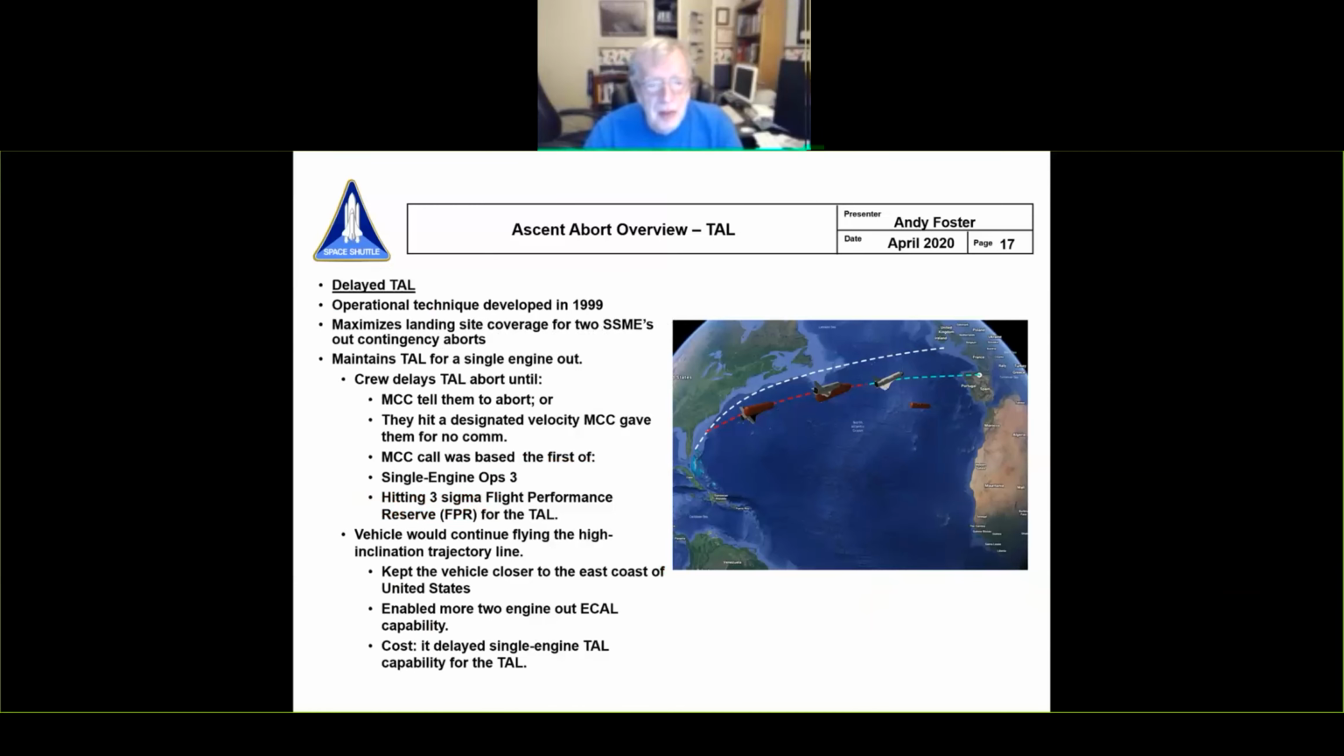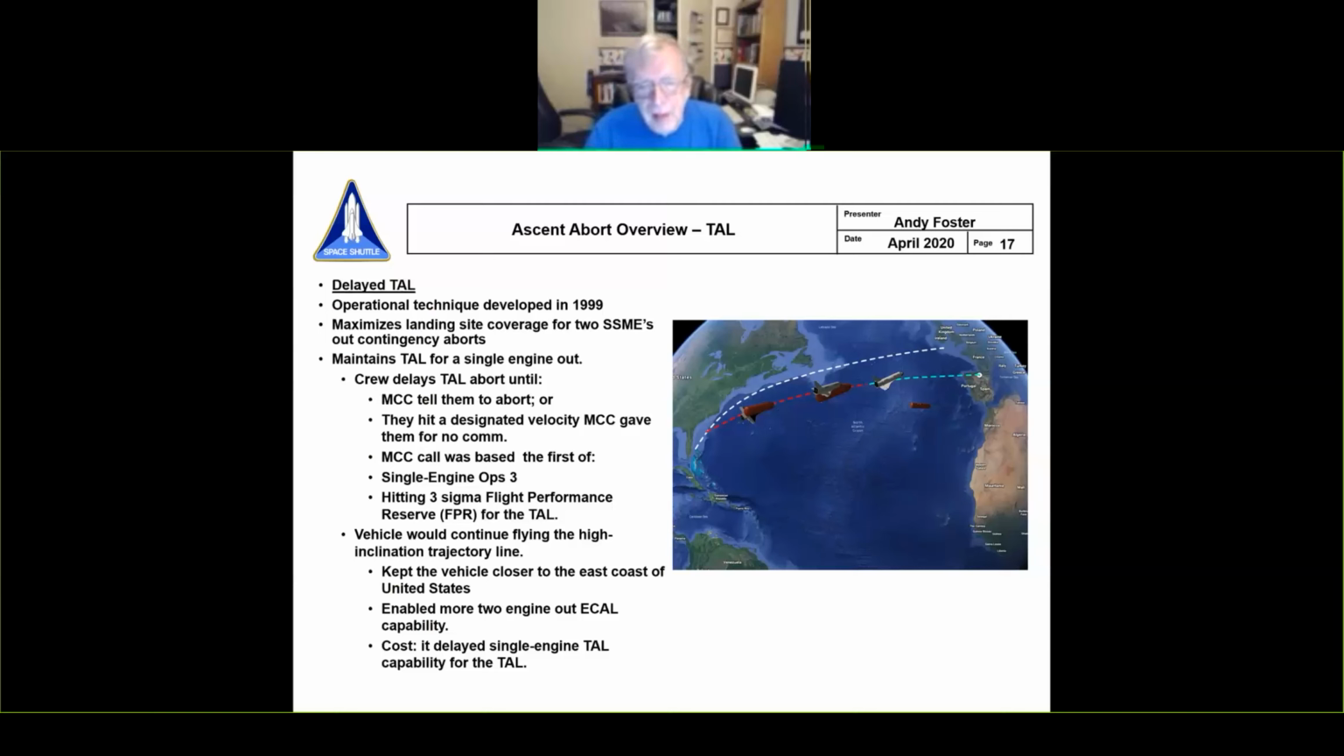I'm just going to mention this. This was an operational technique developed in 1999. I actually had a hand with this. I was working with John Young in the SCS. John always was a big proponent of maintaining 2 engine out coverage for contingency aborts. As I mentioned earlier, when you go off on an intact TAL, the vehicle immediately starts steering off to the east. That pulls you away from those East Coast landing sites where, if I had a second engine go out, you'd have some capability to try to land.